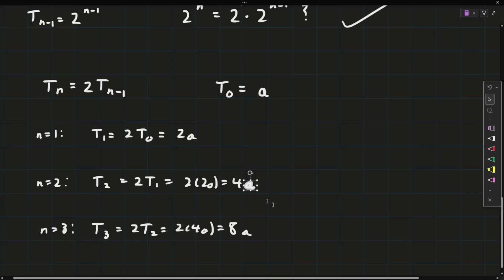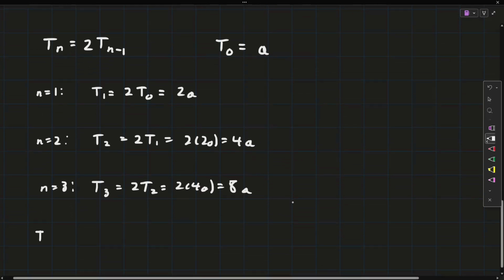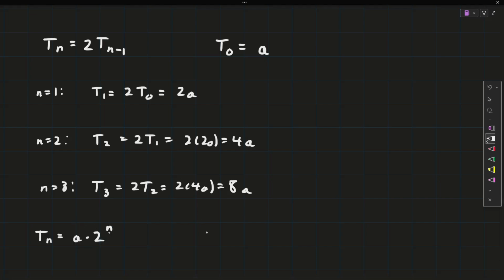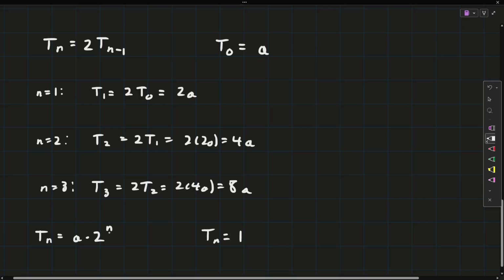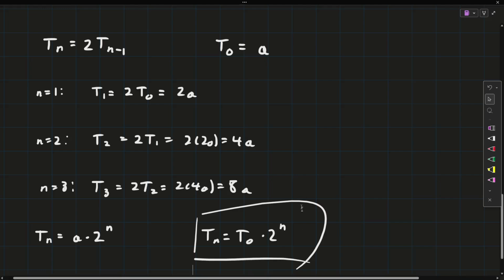We have a, 2a, 4a, 8a. We might guess that the nth term will be given by a times 2 to the power of n, where a is whatever the first term is. So we can say that the nth term, if we don't know what the first term is, is going to be the first term times 2 to the power of n. And that's the formula for the nth term. You can take this, plug it into here, and you'll see that it does indeed work.